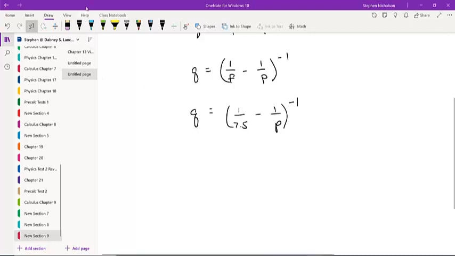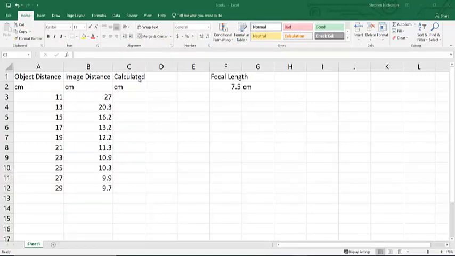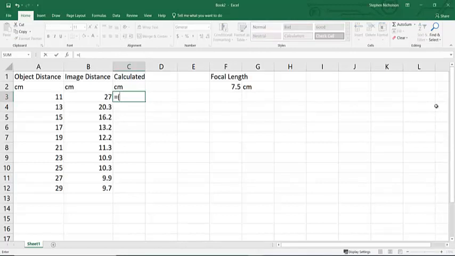Okay, so I'm going to move this to the other page so I can see it. Okay, so I've moved that equation to the other page. So we have equals 1 over 7.5 minus 1 over p. P is this number here. Right parenthesis raised to the minus 1 power. So maybe that number was not 27. Maybe it was 22.